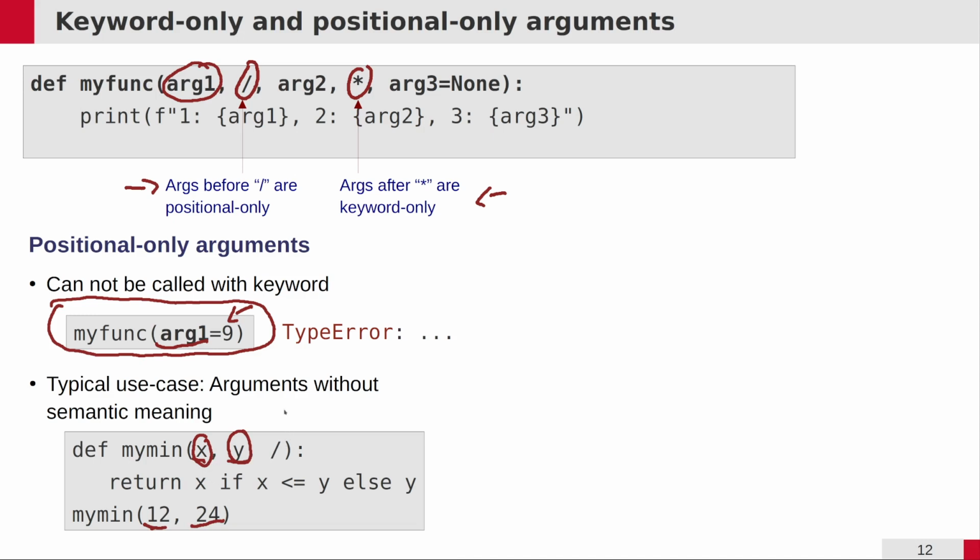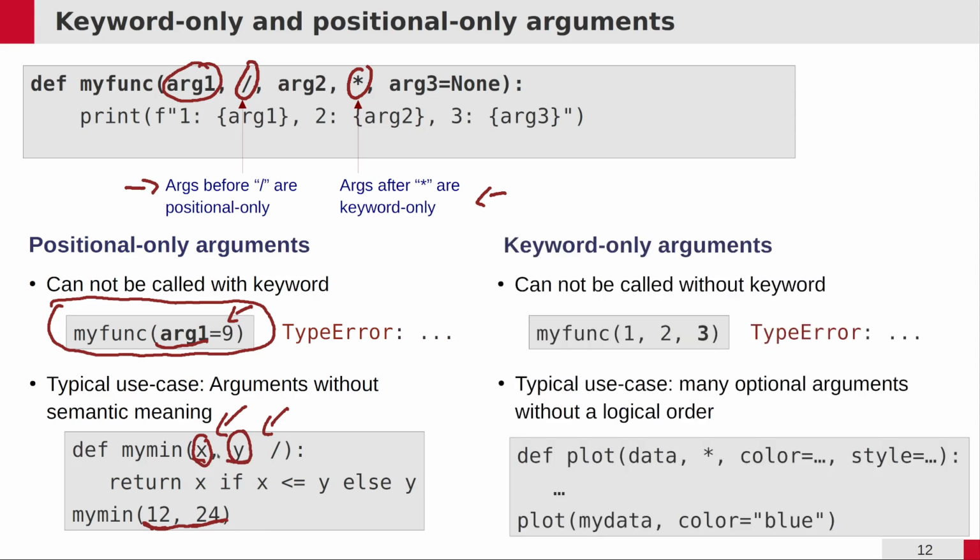And the good thing is, if you later want to change those names in your implementation, because you only allowed the caller to call your function with positional arguments only, without any names, if you change x to a and y to b, nothing would change for the caller. The other extreme is the keyword only argument.